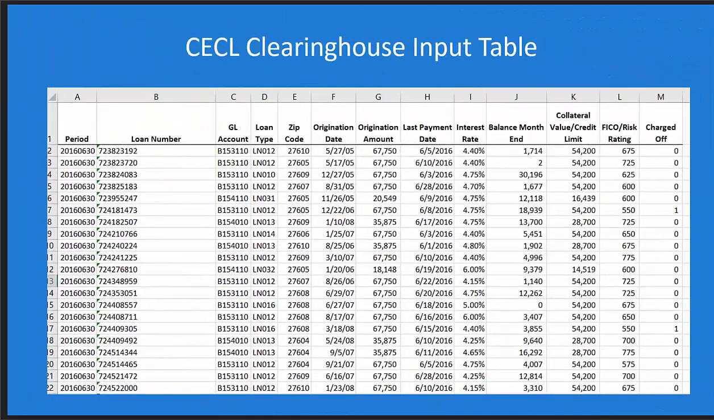What we've done, based on our research and collecting data from many organizations, is expand it from those 2 best scores to about 7 factors. It's really going to give you the biggest bang for your buck. And so with CECL Clearinghouse, what we're doing is taking this input data from as many institutions as possible.